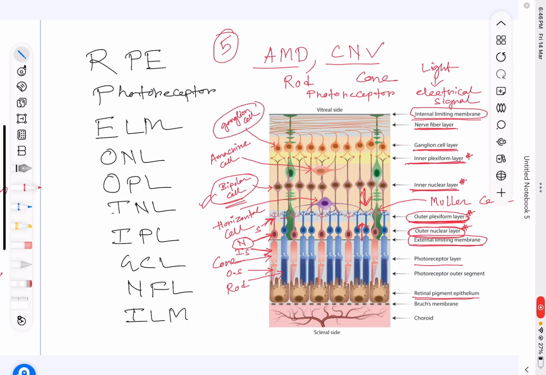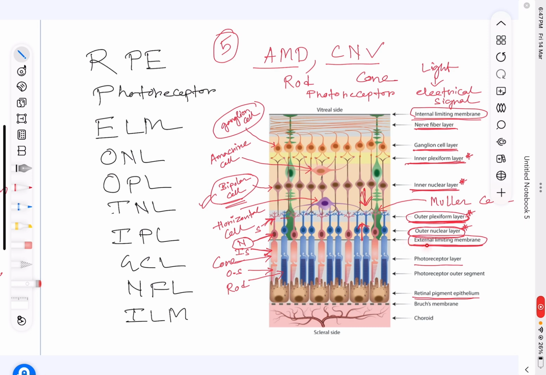So, retinal pigment epithelium, then the photoreceptor layer, then the external limiting membrane. After that, the outer nuclear layer, which has the nuclei of the photoreceptors. Then the outer plexiform layer, forming synapses between the photoreceptors and the bipolar cells. Then the bipolar cell nuclei form the inner nuclear layer. After this, the bipolar cells synapse with the ganglion cells in the inner plexiform layer. Then we have the ganglion cell layer, right? Lastly, the nerve fiber layer and the internal limiting membrane. The axons of this ganglion cell layer form the optic nerve.